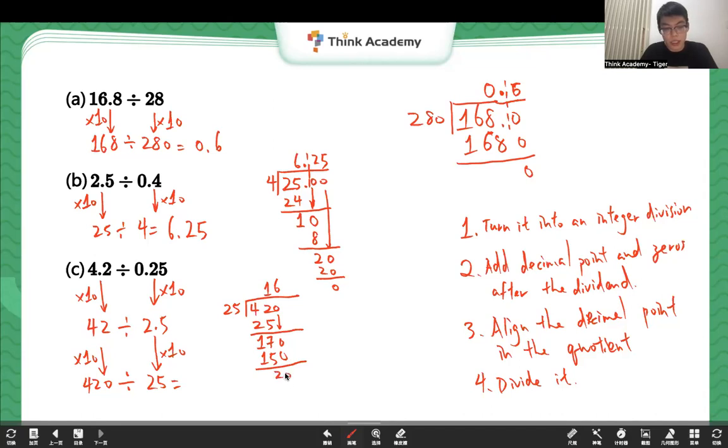So I have 20 remaining, which means, again, I don't want any remainders. So I am adding a few zeros and aligning the decimal point right there. So I can keep dropping the 0. 200. So 25 times 8, that's 200. And that's how I finished the calculation. So this 0 is unnecessary. Now I have got my answer, 16.8.